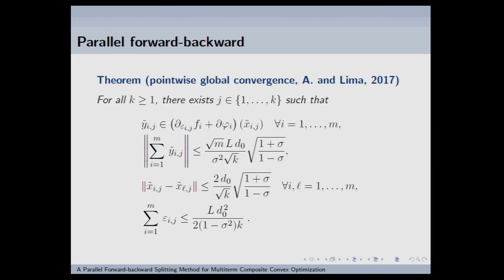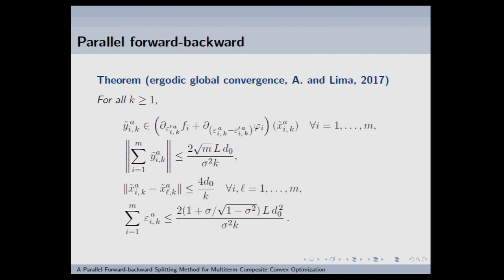And this is the iteration complexity we get almost for free. We have to improve these inclusions, and we have the square root of m here, but we find a point where the sum is small. Here we want the sum to be zero, and these are about the same if k is large, and the sum of epsilons is 1 over k too. And this is the ergodic rate.